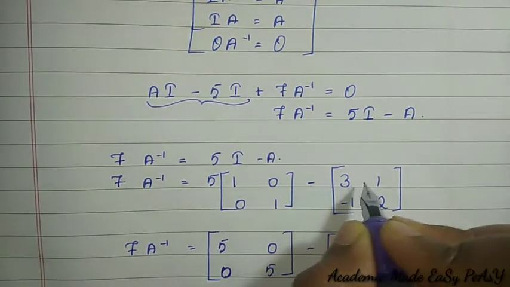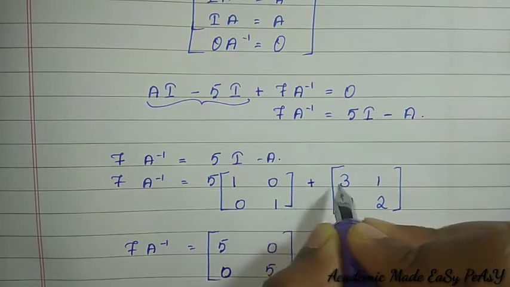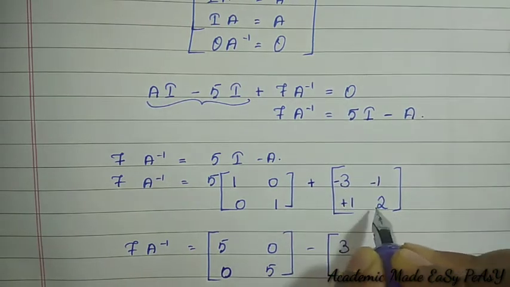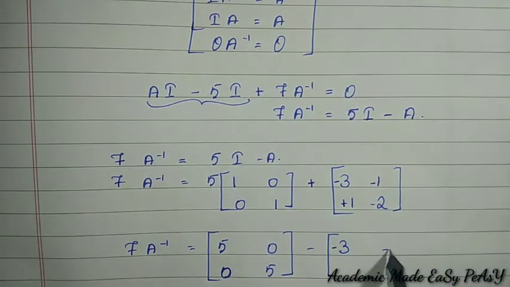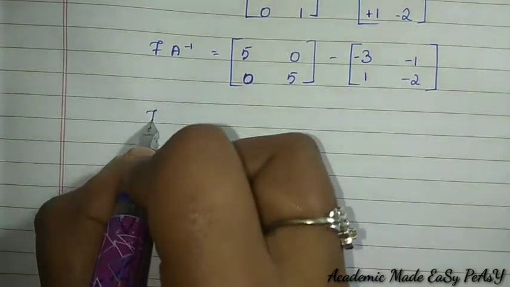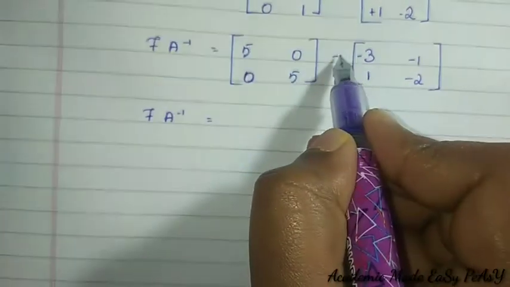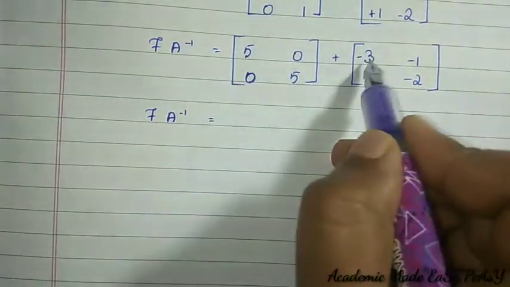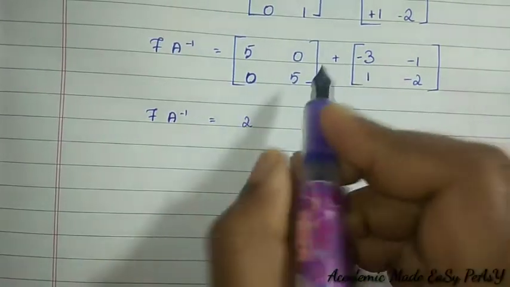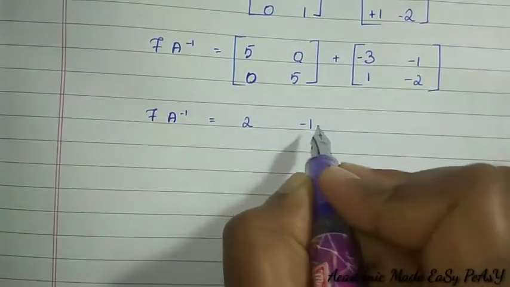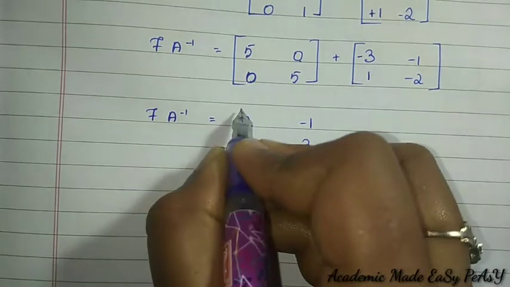So I will be taking this minus sign inside. So this will become plus minus minus plus minus. So minus 3 minus 1 1 minus 2. Now I will be taking 7A inverse is equal to 5, this is plus, no. So 5 minus 3 is 2, and here it is minus 1 1 3.